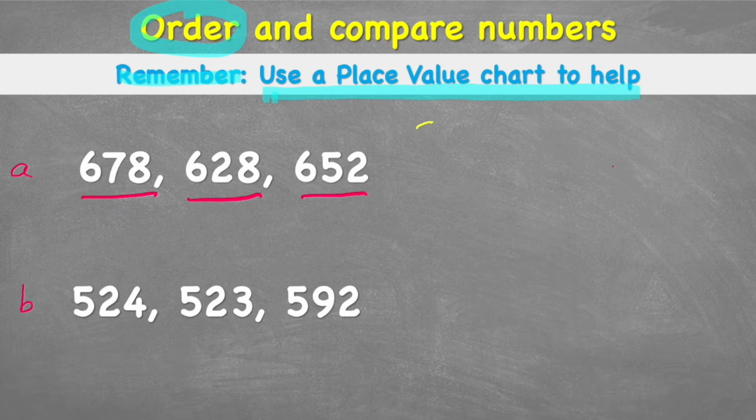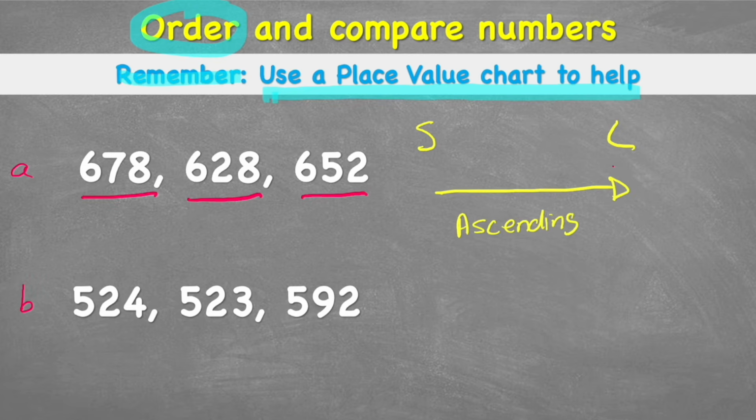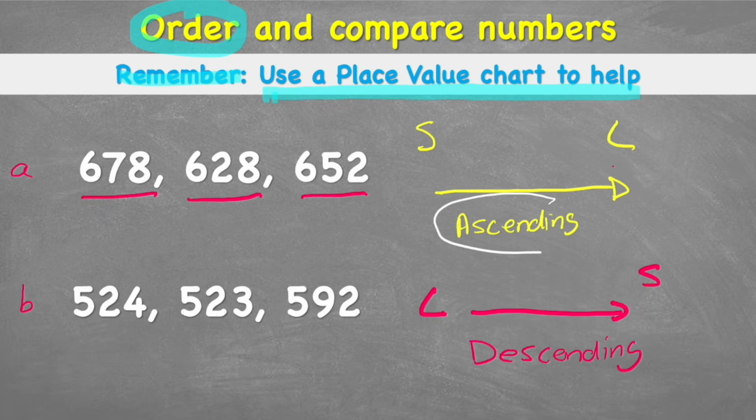We can either go from smallest to largest, and we call this ascending, which has got a horrible spelling, A-S-C-E-N-D-I-N-G, or we can go from largest to smallest, and that way we call it descending. Another tricky spelling, D-E-S-C-E-N-D-I-N-G. So we have these two options. Today we're going to focus on ascending, going from smallest to largest.